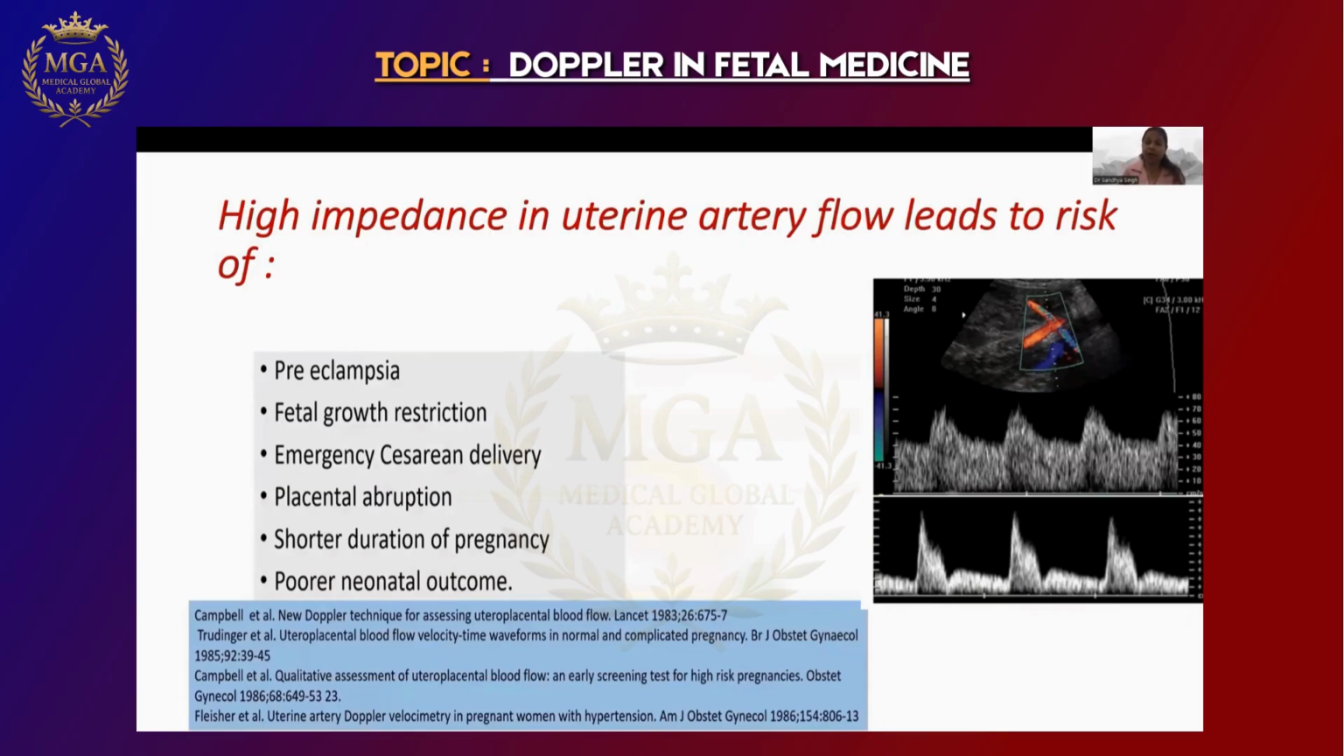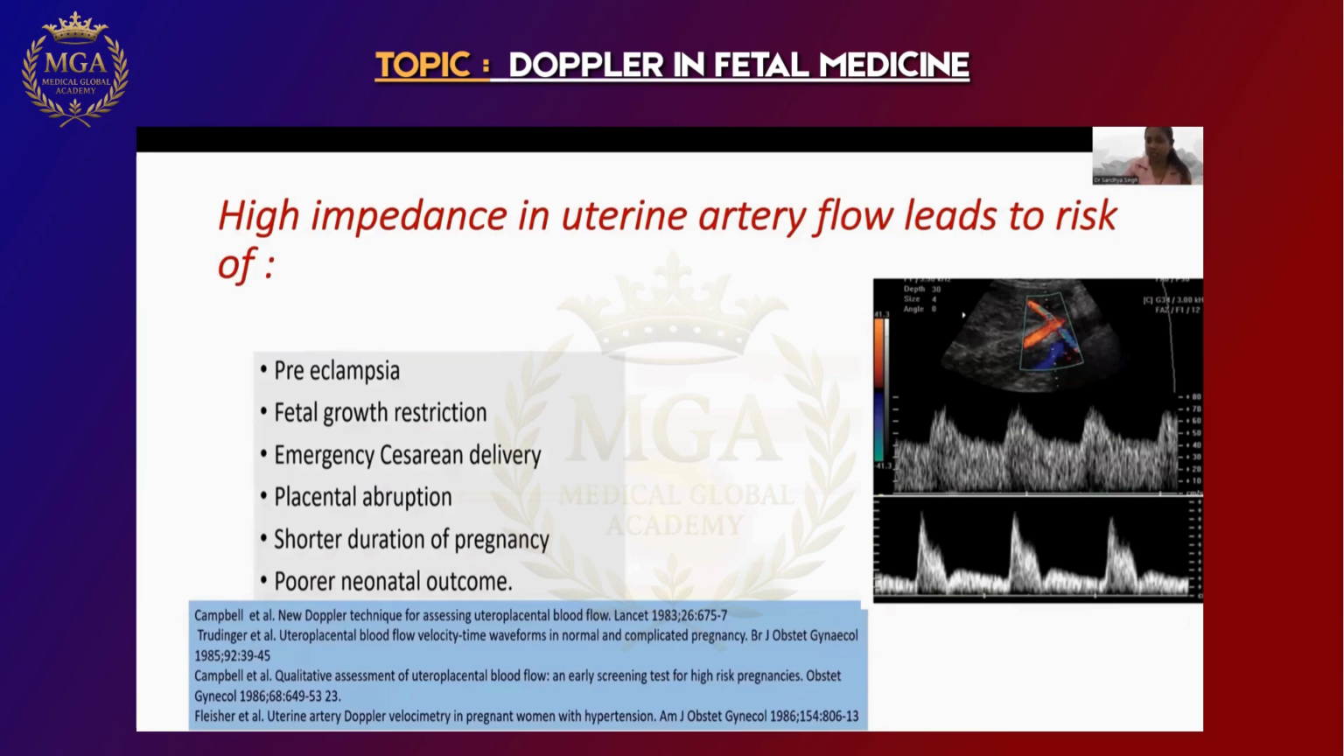Now, second part. If the patient comes for the first time in third trimester, you cannot focus on the cervix. Go laterally. Just go lateral to the inguinal ligament. Put your color. You will see uterine artery crossing the iliac vessels and you put the color just as it crosses, 1 centimeter beyond, you put your gate and you will get the Doppler.